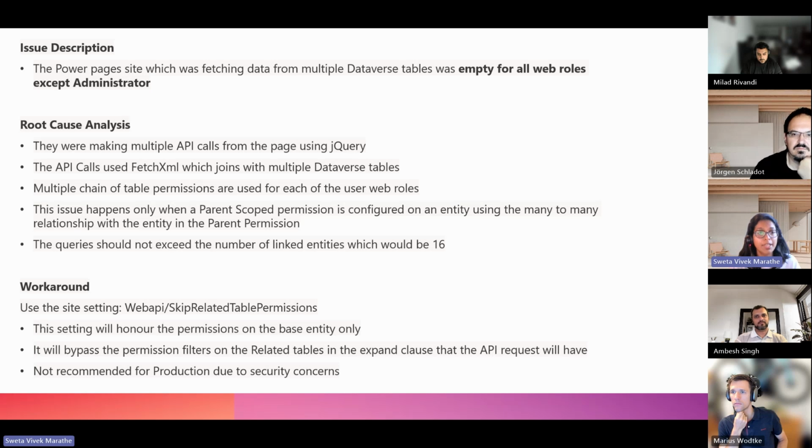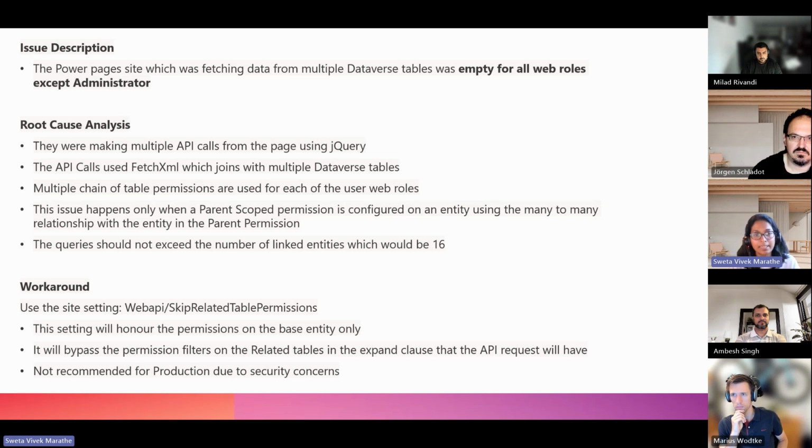but then this issue happens only when we are using parent scope permissions configured on an entity, which is using many-to-many relationship with the entities in the parent permission. So only for this specific kind of table permission, this issue existed. And that's why then a fix was provided by Microsoft. But then the last part that you can see in the root cause analysis was like a constraint that they told us to keep in mind.